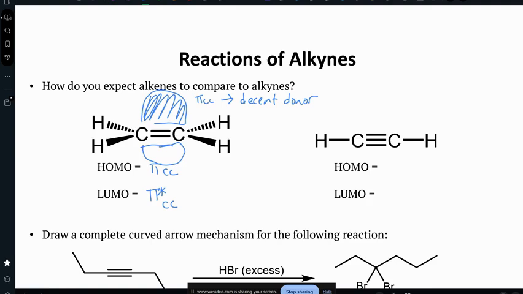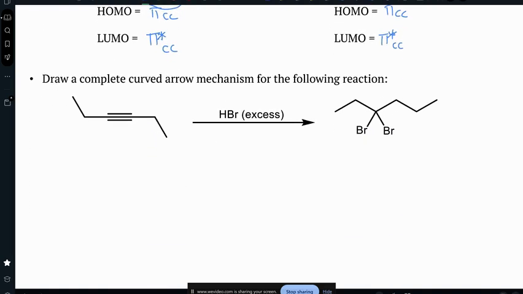Well, think about an alkyne. In an alkyne, the HOMO would again be pi CC. The LUMO would again be pi star CC. So based on that, it should not be surprising that these two are going to do very similar reactions, and that's what we're going to see. So I'm going to start with the reaction with a strong acid, HBr, which we saw with alkenes. We're going to see a similar reaction with alkynes.